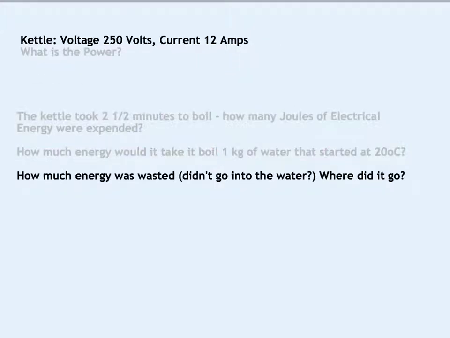So now the final equation is to look at how much energy was wasted, because we know the amount of electrical energy that's been supplied, and we also know how much energy it took to heat the water. And you should see already that there's a difference between the two, and we need to find out where that went. You now need to try and work out the difference between those two values.